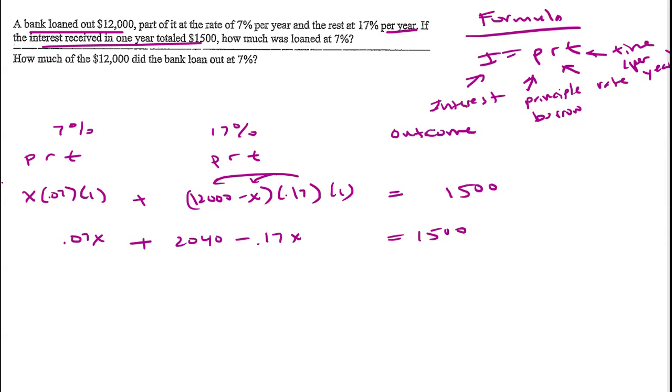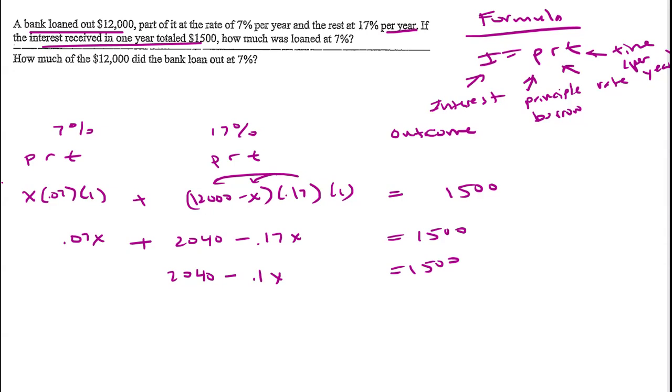Then we're going to combine. Some students mess up and say, oh, it's minus 0.17, so I'm going to add 0.17. No, we're just combining like terms. So it's going to be 0.07x minus 0.17x, not plus 0.17x. If I was bringing it to the other side, then that's true. The 2040 stays the same, and 0.07 minus 0.17 is going to be negative 0.1x. That's still equal to 1,500.